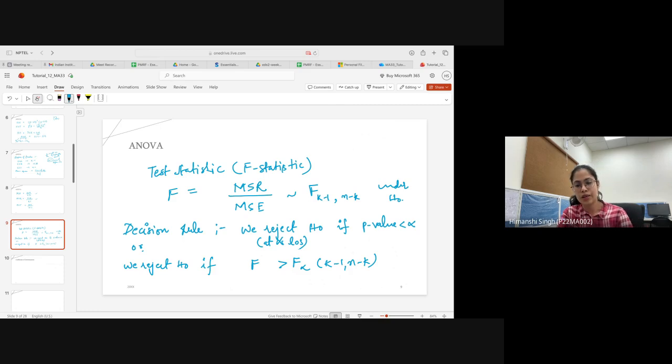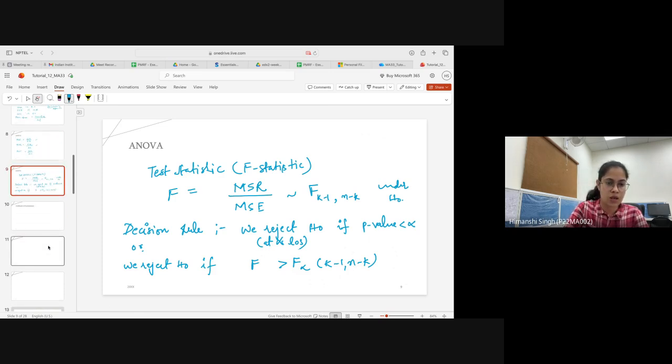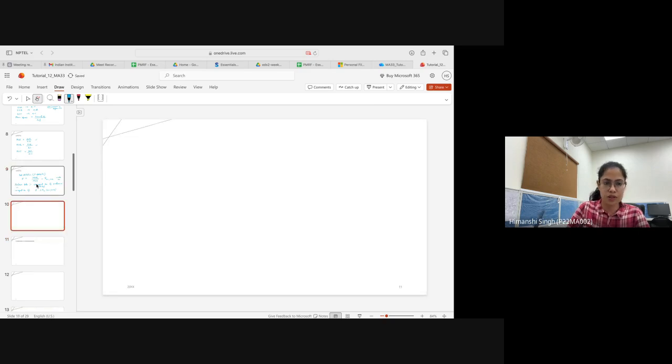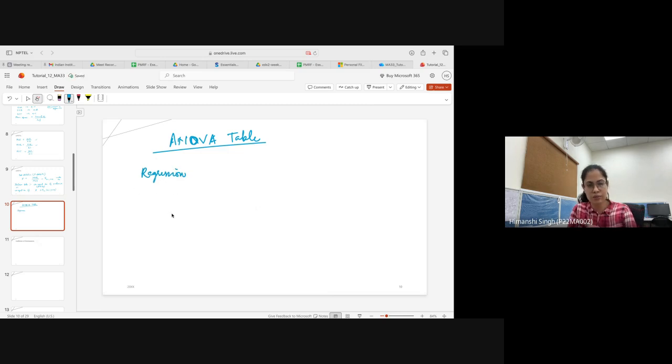Okay, if there is no doubt, I will just talk about the ANOVA table also, because I will be discussing that in a question. So I'm just telling you what observations we need in the ANOVA table. The ANOVA table will have regression here. This is my way of giving it.